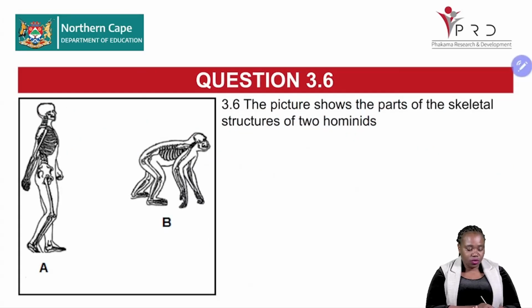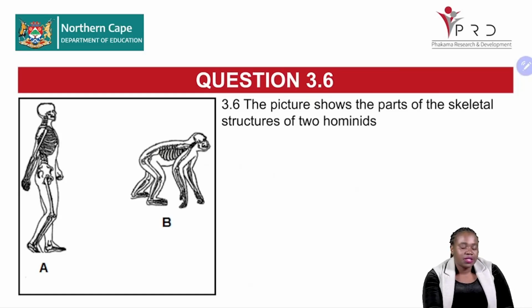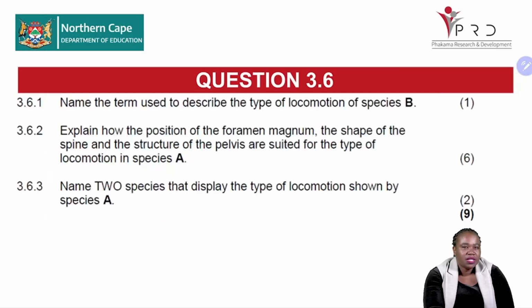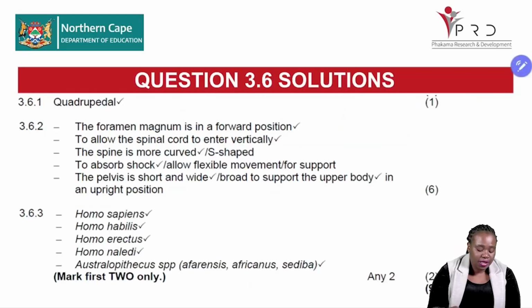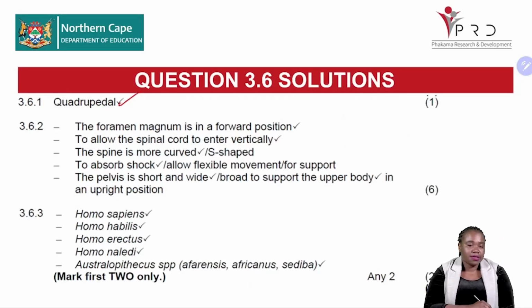Right. Okay, let's have a look at 3.6. It says the picture shows the parts of the skeletal structures of two hominids, right? At A, we can see that this is a bipedal organism, and then at B, we can see that we are looking at a quadrupedal organism. 3.6.1, it says name the term used to describe the type of locomotion of species B. So at species B, we are looking at quadrupedalism or a quadrupedal organism, right? So that is what we see at B.